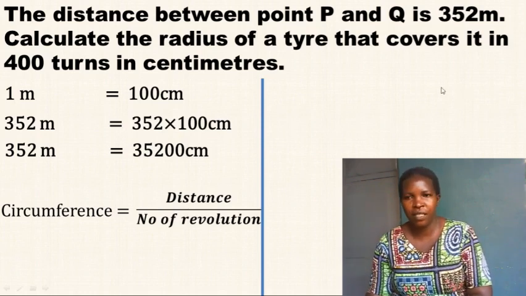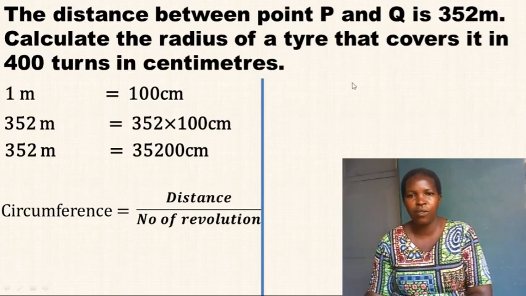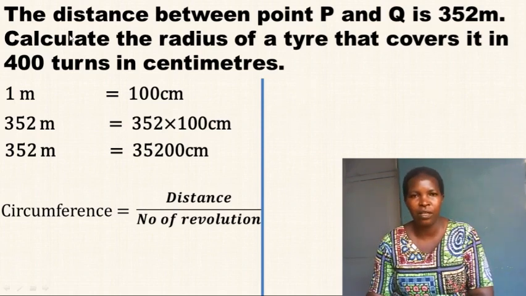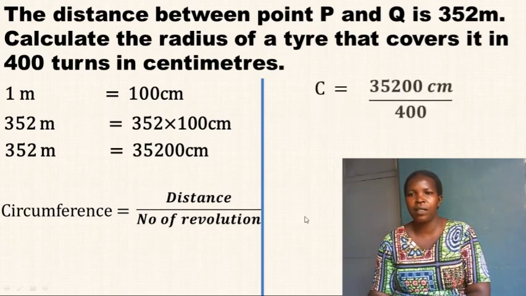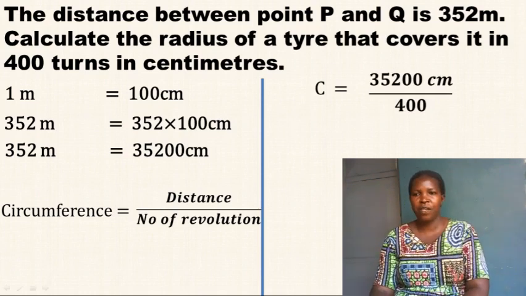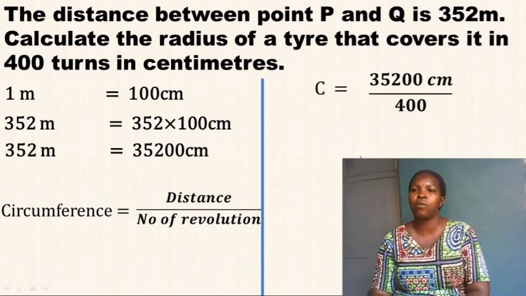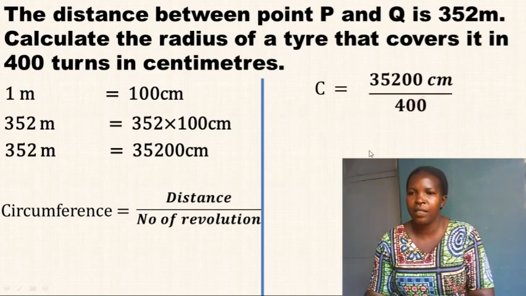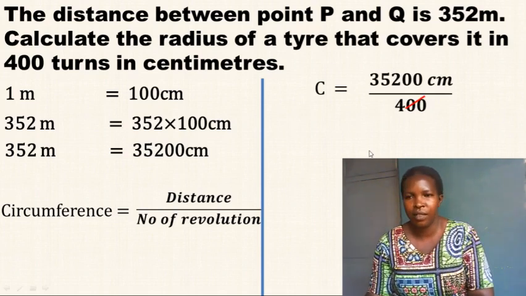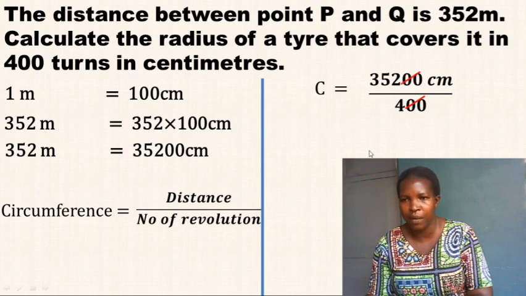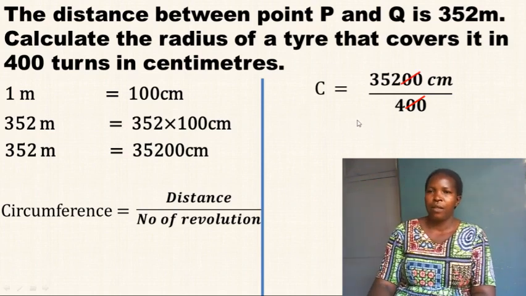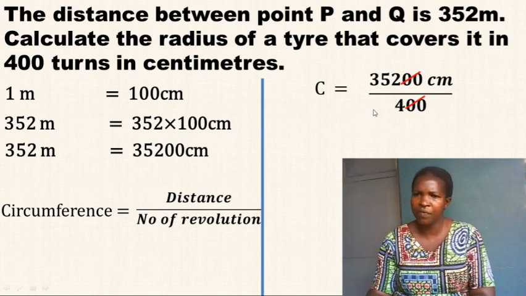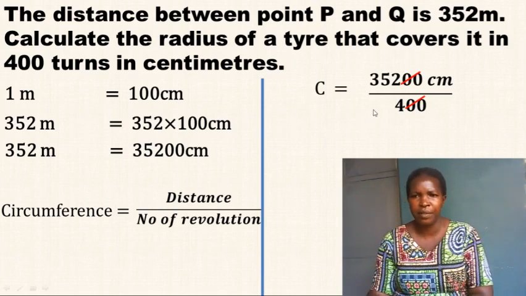Good. After setting the formula, we have our distance. We are going to use our distance and also the number of revolutions, and we shall substitute them in the formula. Our next step is to carry out the substitution, where circumference will equal 35,200 centimeters over 400. The next step, we shall cancel the zeros. We shall cancel the 2 zeros down and the 2 zeros up. Our next step is to divide by 4. You can divide by 2, you can divide by 4, any. But our target here is to divide by 4.